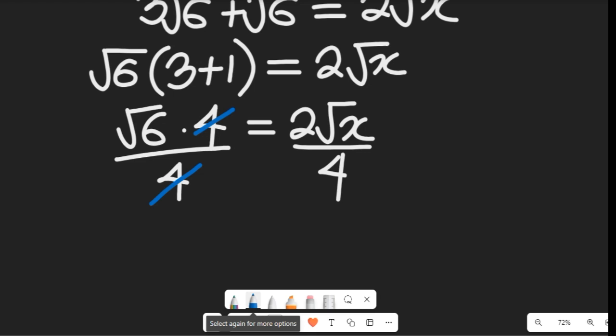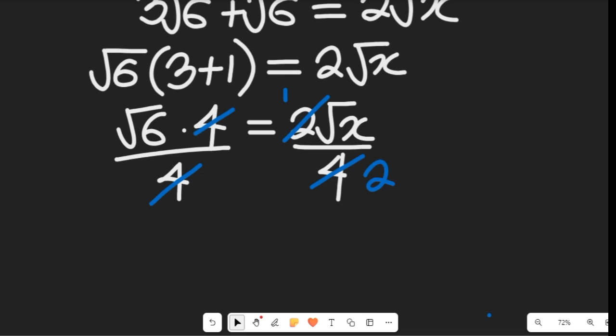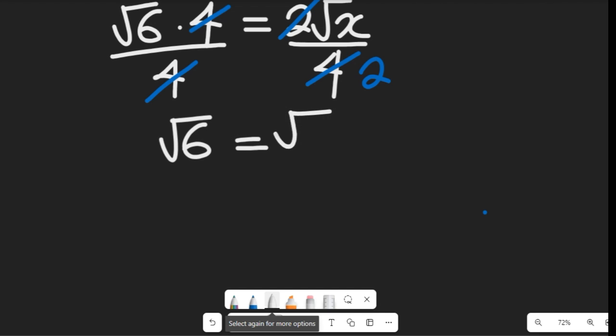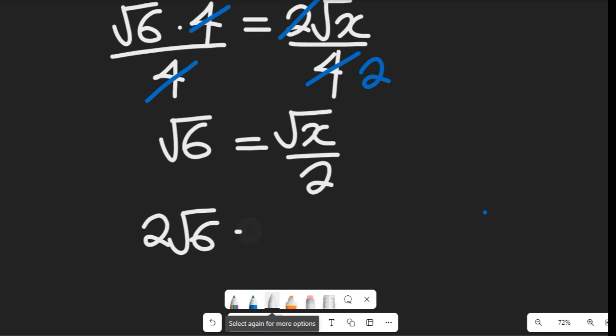4 will have to clear 4. 2 here, 1, 2 here is going to give me 2. And in the next step, I'm going to have the value, the square root of 6 to be equal to the square root of x divided by 2. Great. So what do we do here? We're going to cross multiply. So this is going to give me 2 root 6 equal to the square root of x.